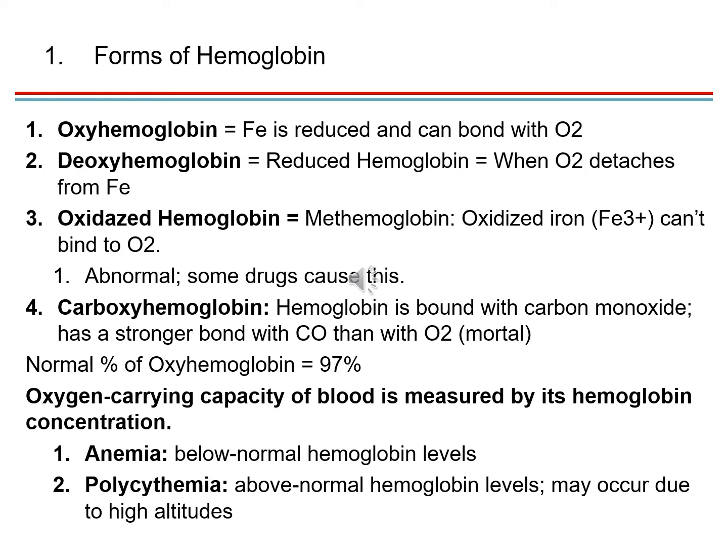Another type of hemoglobin is called oxidized hemoglobin, which is absolutely abnormal, totally abnormal, and some drugs can cause it. You don't have to be focused on that. But certainly carboxyhemoglobin is another abnormal hemoglobin, and is probably the best known, because it is when the iron is bonded with carbon monoxide. Instead of bonding with oxygen, carbon monoxide has the capability of a stronger and faster bond.